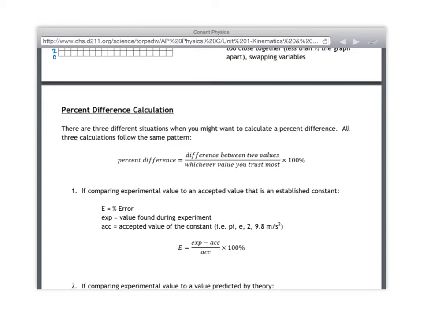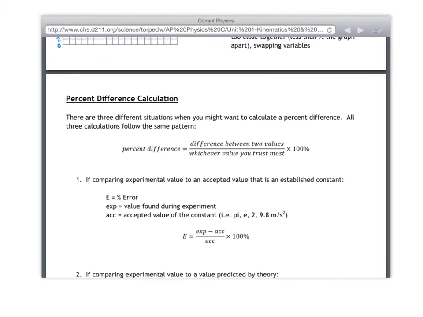And this actually, I think in AP Physics B, you did a lot of labs that basically did this. You measured something experimentally, and you calculated what the value should be according to theory, and then you compared the two. Which one do you trust most? Do you trust the theoretical one, or do you trust the experimental one more?